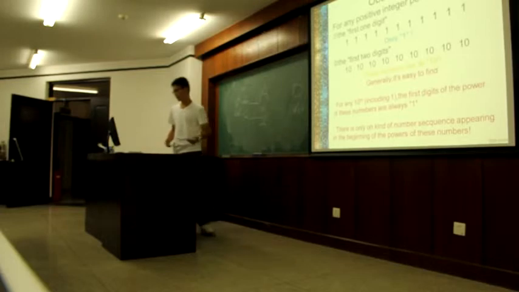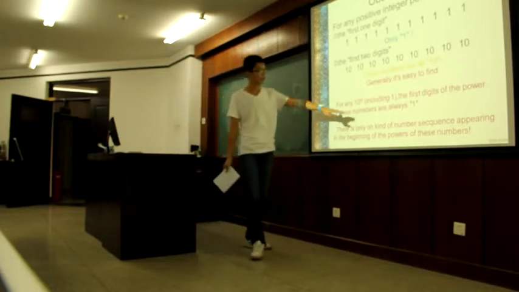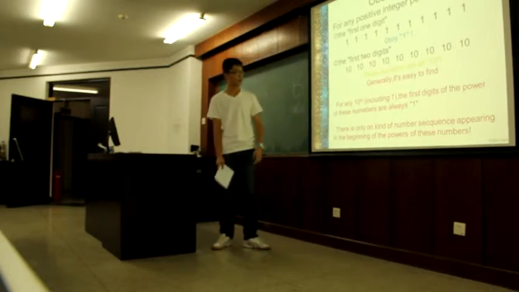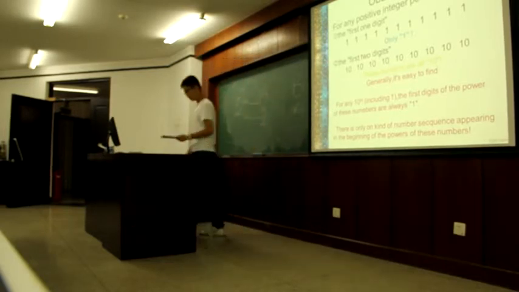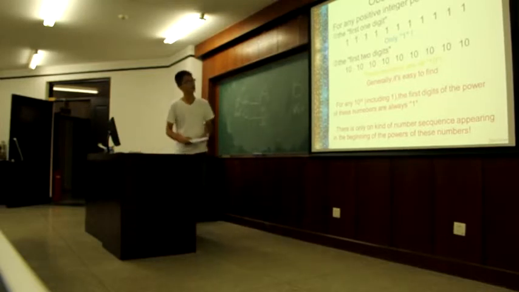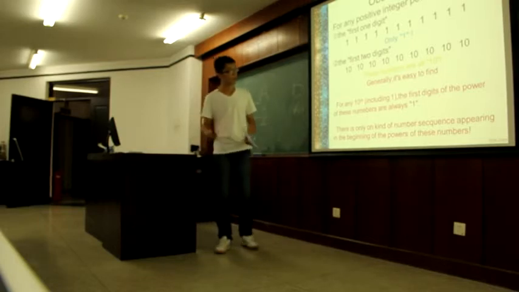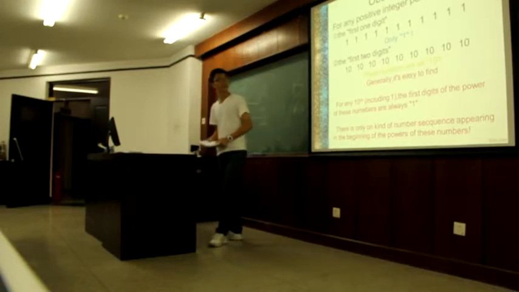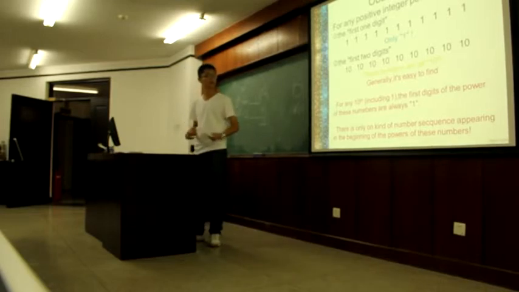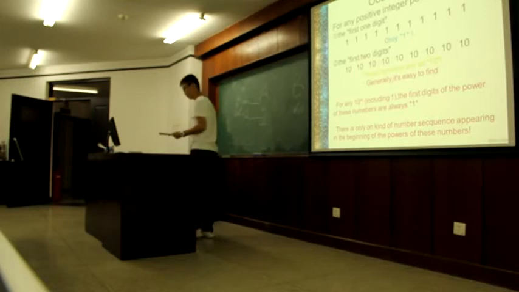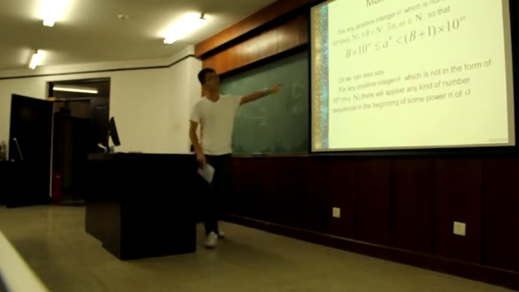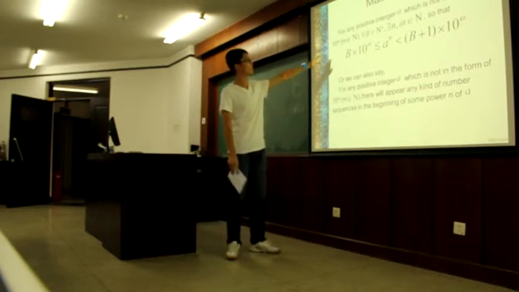And more generally, it's easy to find that for any 10 to the n, also including 1, the first digits of the powers are always 1, and they're also the same, not changed. But besides these special numbers, we have no idea about what will happen for other numbers. It seems that any kind of number sequence may happen in the beginning of the power of some other number.